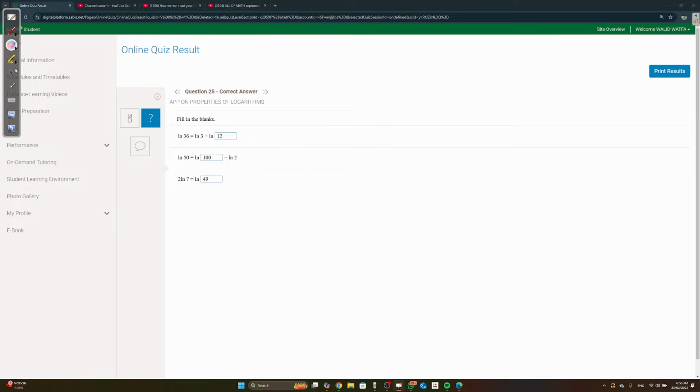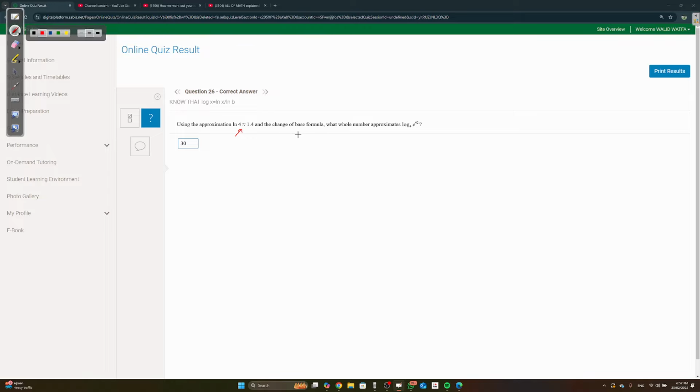Very easy. Question 26. Using approximation, ln 4 is approximately 1.4, and the change of base formula, what approximates log base 4 of e to the power of 42? Okay, you need to know something called the change of base formula. When you have log base 4 of e to the power of 42, you want to use the change of base formula. The change of base formula says log base b of a is equal to ln a over ln b. As you can see here, we just changed the base. Because what's ln? Ln is log base e, but here it's log base b. So this is called the change of base formula.